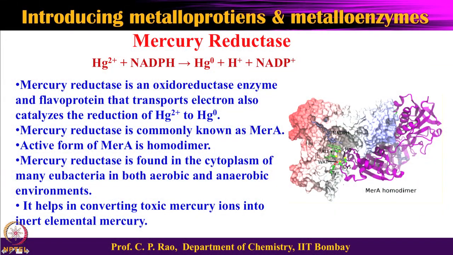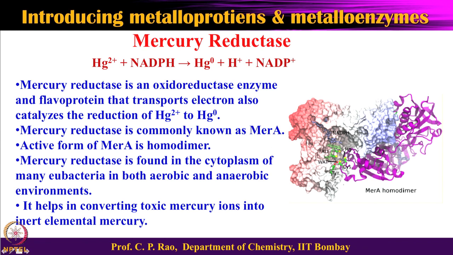The active form of this enzyme consists of a dimer kind of structure. So, it is a homodimer, and this enzyme is found in the cytoplasm of many bacteria. The bacteria could be aerobic or anaerobic. Both aerobic and anaerobic bacteria contain in their cytoplasm this kind of enzyme, which is called mercury reductase or MER-A.